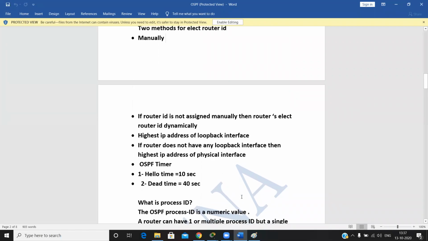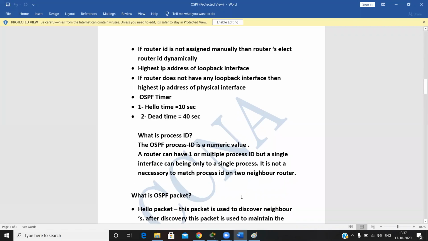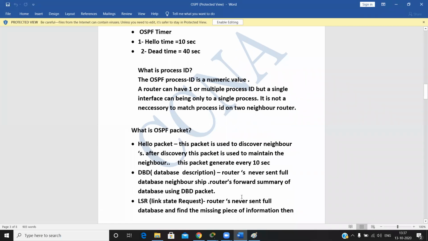OSPF has two timers, hello and dead. Hello time is 10 seconds and dead time is 40 seconds. Every 10 seconds OSPF sends a hello packet. If in 10 seconds it does not receive any hello packet from the neighbor, it waits for 40 seconds and then removes this particular route from the routing table.